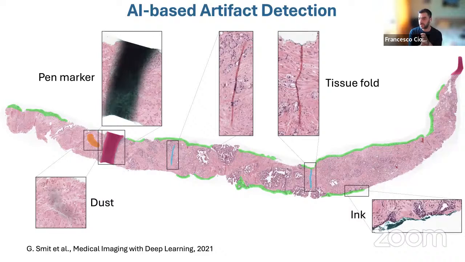For example, you can have dust on the slide. You can have pen marker on the slide. The tissue can be folded because it lies down on the glass slide, and then it can fold a bit. There can be ink. I don't show it here, but while scanning, you can get regions that are out of focus. So this can all be a problem for a downstream AI algorithm because the predictions on tissue fold are pretty much unreliable. Same for dust and pen marker.